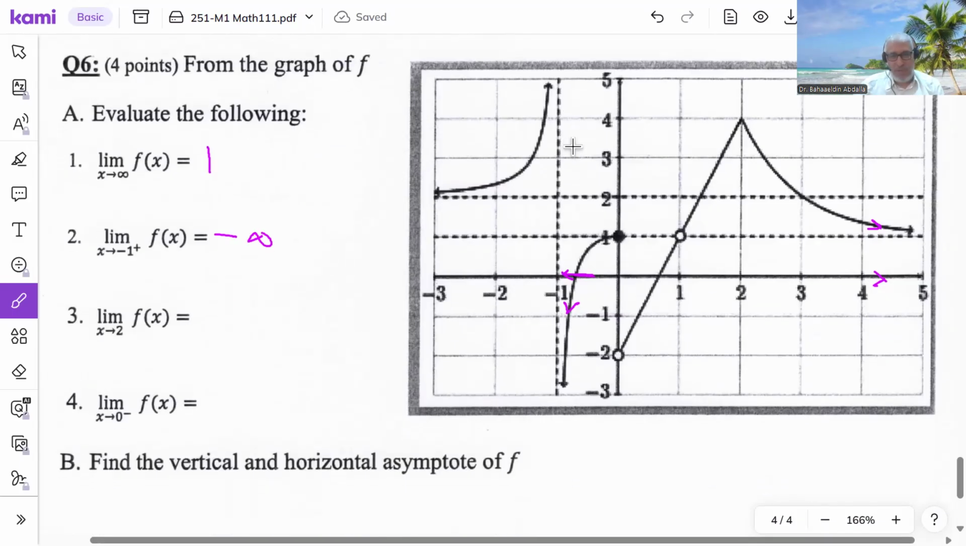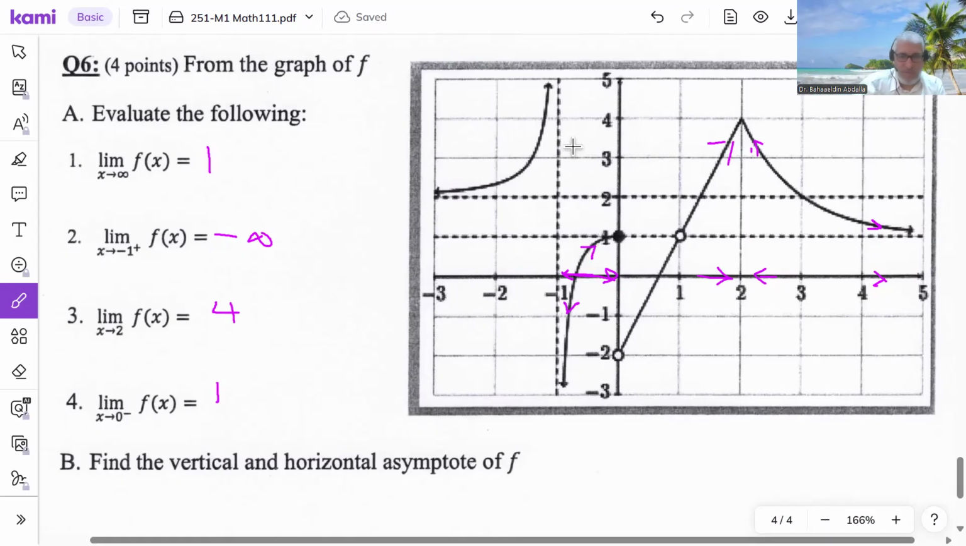As x approaches 2, this is 2, whether x approaches 2 from the right, the graph approaches this number, which is 4. Also, if x approaches 2 from the left, the graph also approaches this number, which is 4. So the answer is 4. As x approaches 0 from the left, the graph is going up to 1. So the limit is 1.